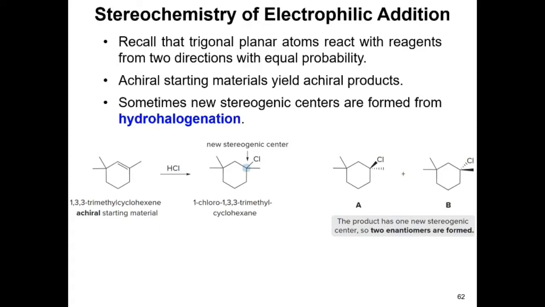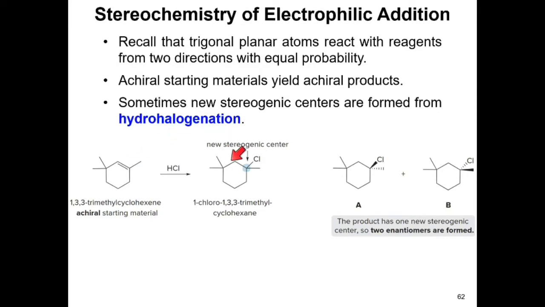So let's take a look at this one example shown here. Here we have 1,3,3-trimethylcyclohexene, which is an achiral starting material, reacting with hydrochloric acid. According to the Markovnikov rule, the hydrogen will bond to the less substituted carbon atom, and then the chlorine atom will bond to the more substituted carbon atom.